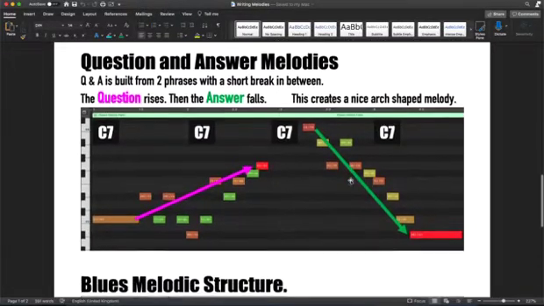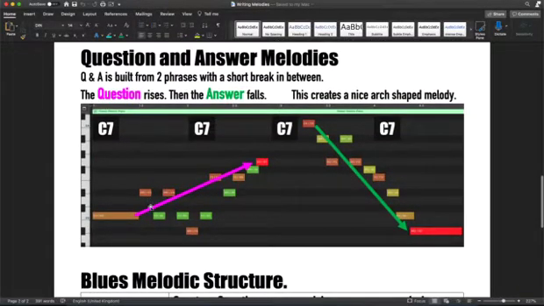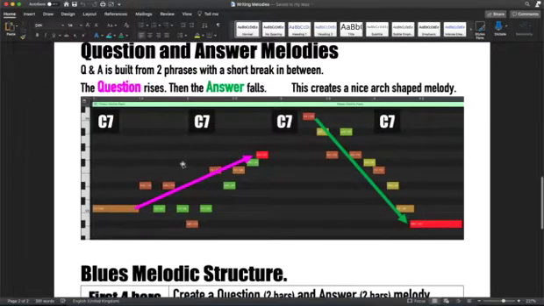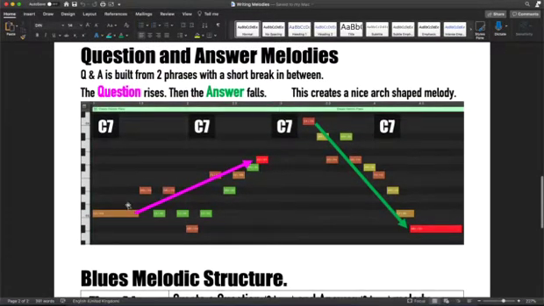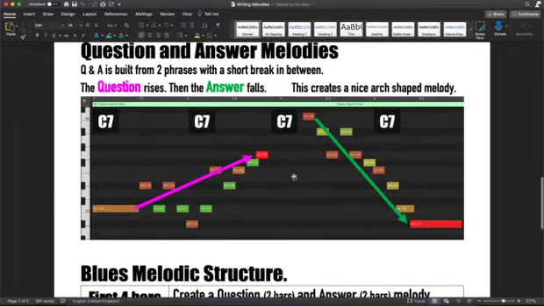So the next thing is think about question and answer melodies. When we tend to phrase, in all music really, but particularly in blues, you tend to have this question, which just means a rising melody or phrase, and then it tends to be answered by a descending one. This is how we tend to talk. We'll ask a question, we go up, and then when we confirm the answer, we go down with our voice. So it comes from that really. And this is how you want to start trying to construct your melody.